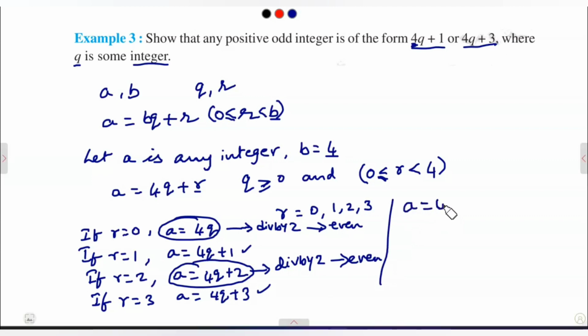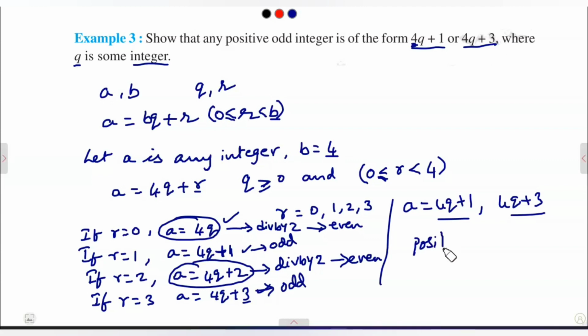So a is equal to 4q plus 1. Here 4q is already even. You add 1 to that, you will get an odd integer. For any even integer, add 1, you will definitely get an odd. Similarly, here also 4q plus 2 is even, so add 1 to that. 2 plus 1 gives you 3, so this is also an odd. For every even integer, add 1, you will get an odd integer. So definitely a equal to 4q plus 1 and a equal to 4q plus 3 are compulsorily positive odd integers.